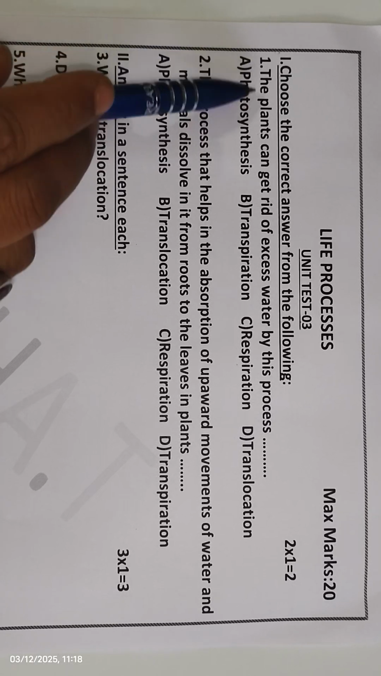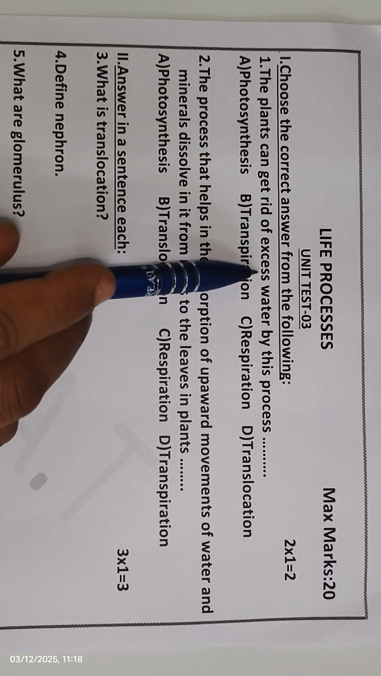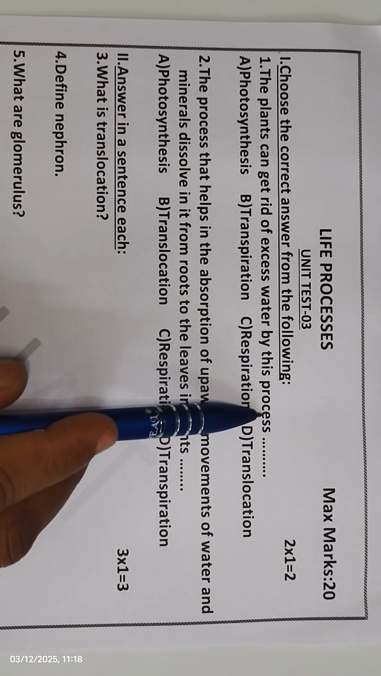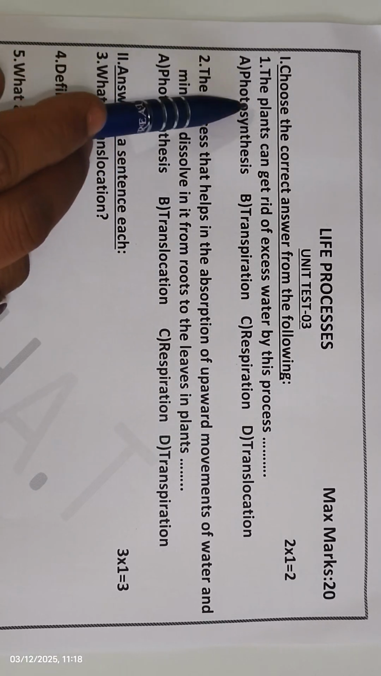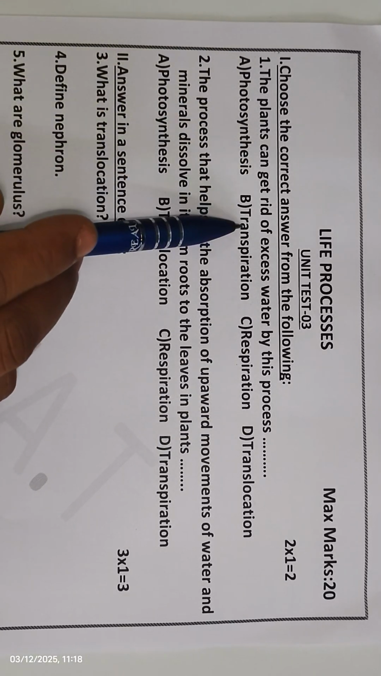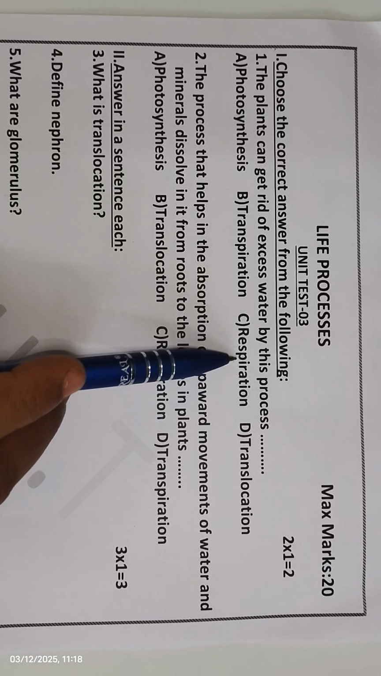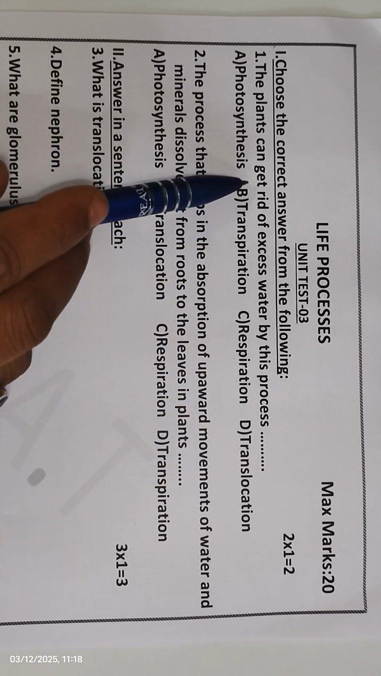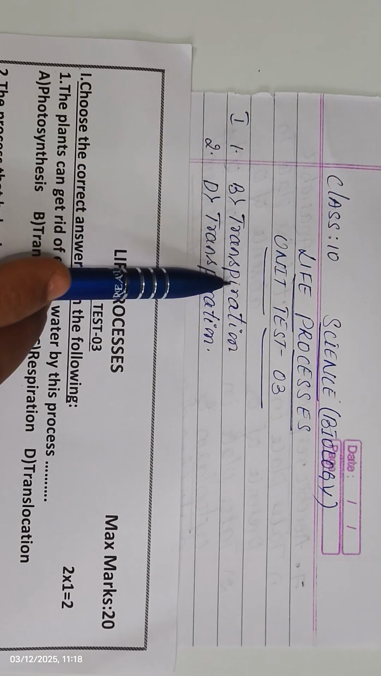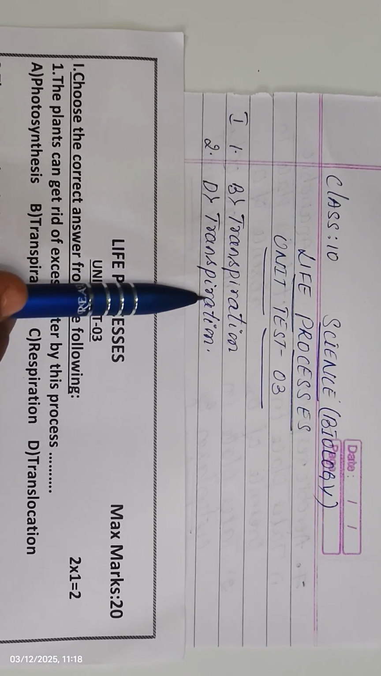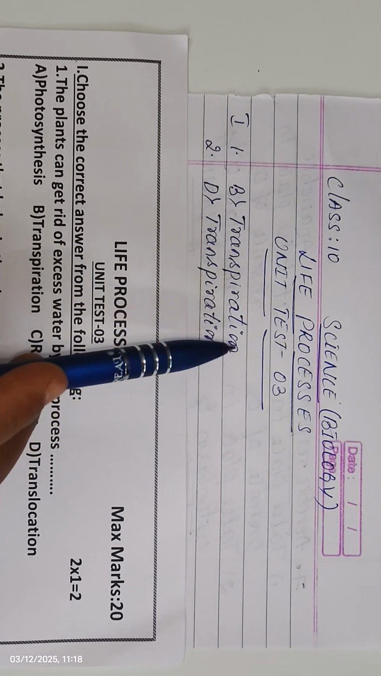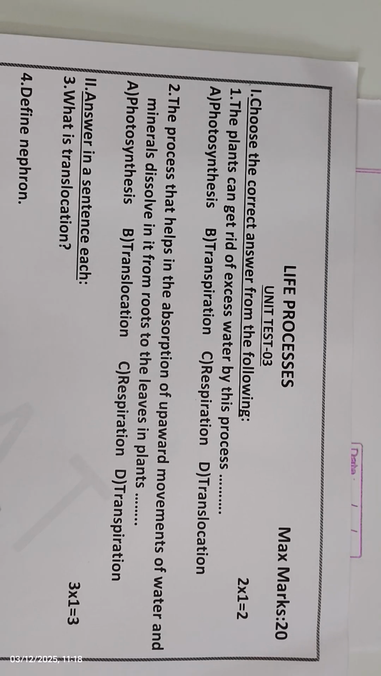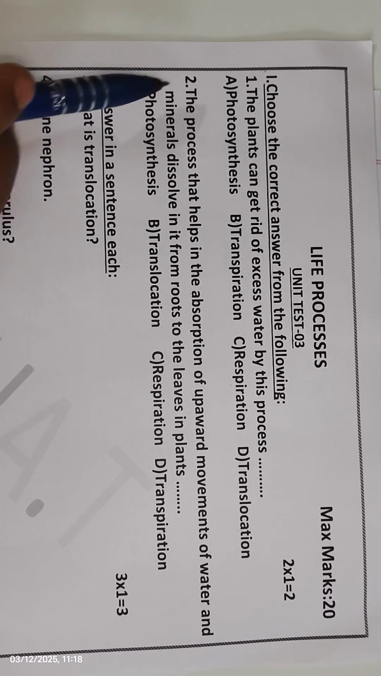First question, the plants can get rid of excess water by this process. Options are A. Photosynthesis, B. Transpiration, C. Respiration, D. Translocation. Answer is option B. Transpiration. Option B, transpiration is the answer, where the plants can get excess of water from the aerial parts of the plant body.